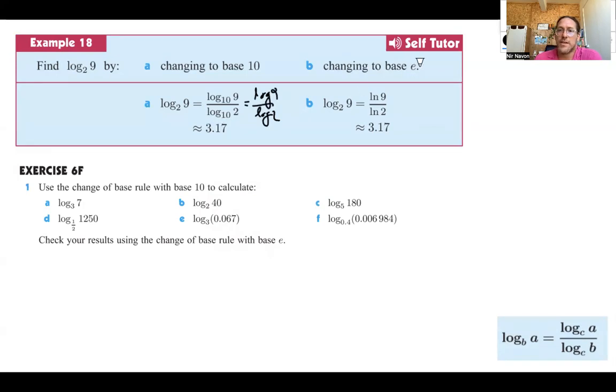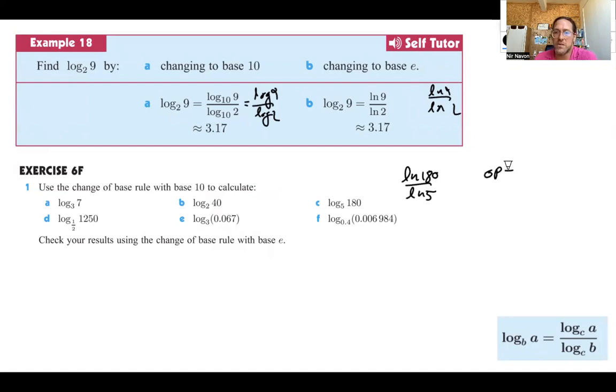And the same goes for changing to base e. Reminding you, base e is ln. So ln 9 over ln 2, which is approximately the same number in both cases. This would be the exact solution, ln 9 over ln 2. And this would be the approximation rounded to 3 significant figures. So if it says give the exact solution, it means give it, in this case, ln of 180 over ln 5.